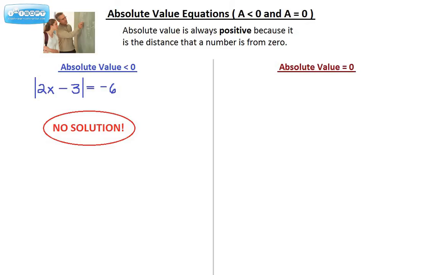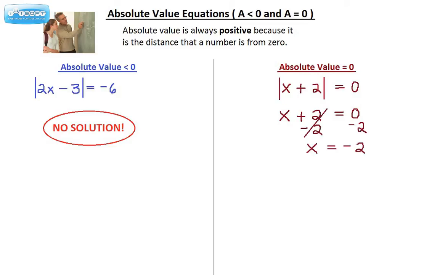Let's write our next equation. This reads the absolute value of x plus 2 equals 0. Since our absolute value is already isolated, we can remove the absolute value from the equation. We first want to isolate x, so we need to subtract 2 from both sides. This results with the solution x equals negative 2.